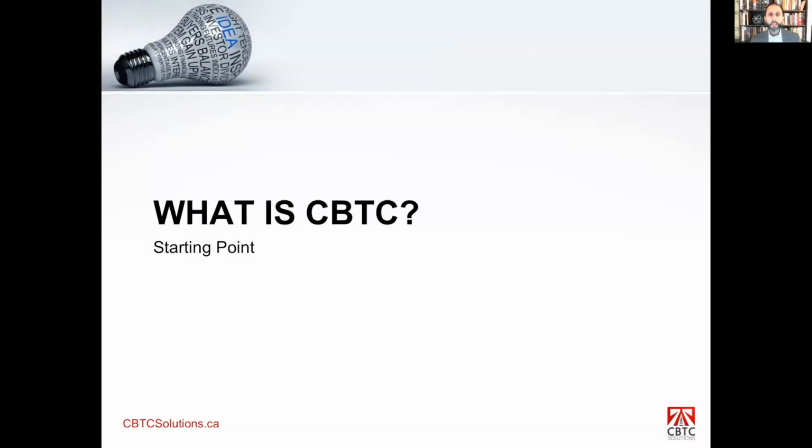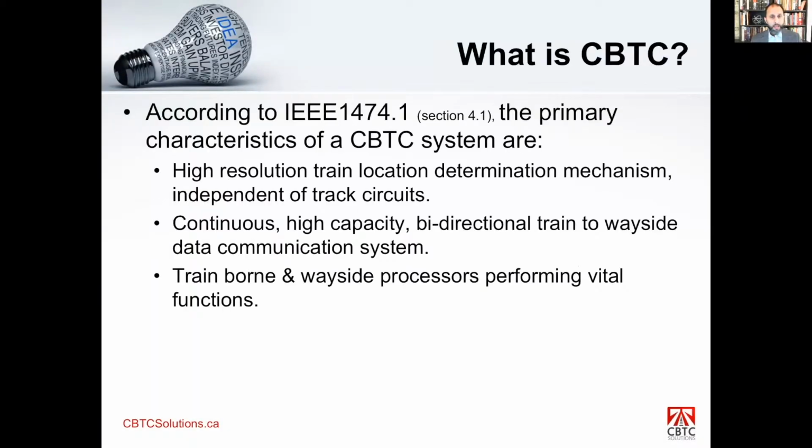Get started. So what is CBTC? According to IEEE 1474.1, the primary characteristics of a CBTC system are, one, a high resolution train location determination mechanism, independent of track circuits. So there are no track circuits, there are no axle counters. It's basically the train determining its position and communicating with the wayside.